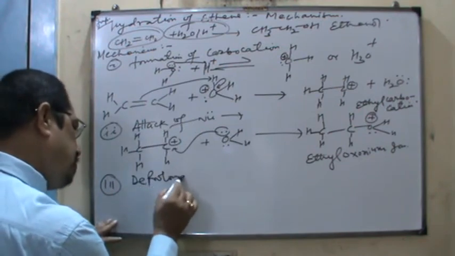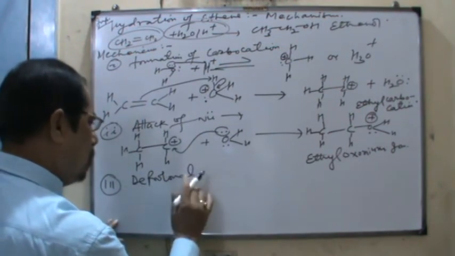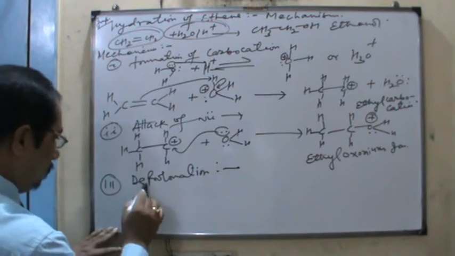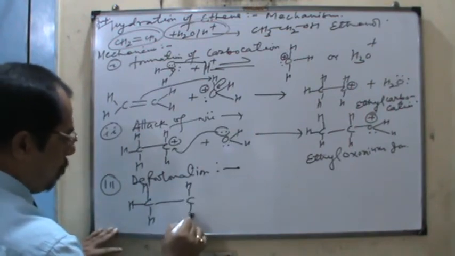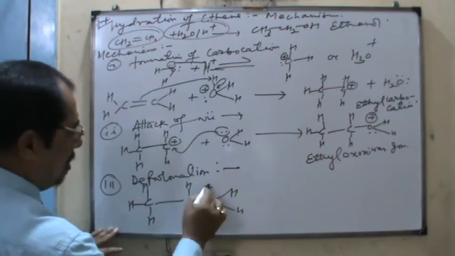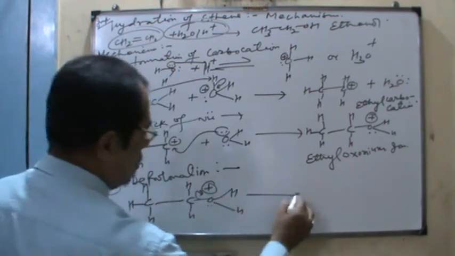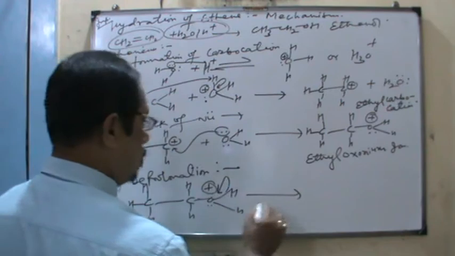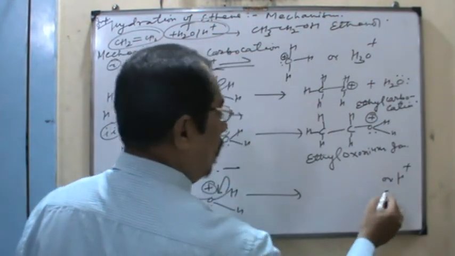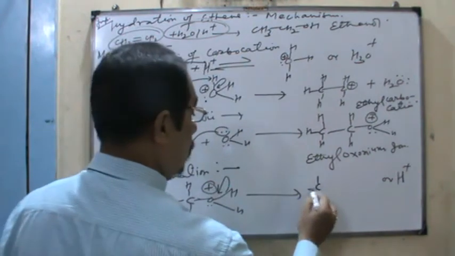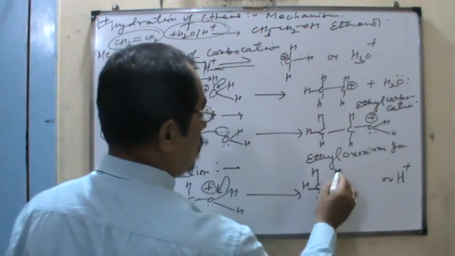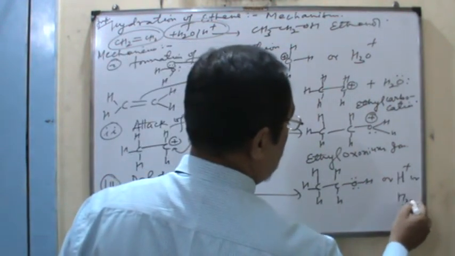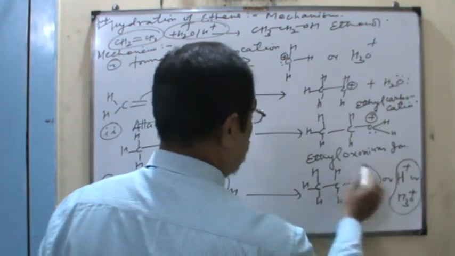What is that? Deprotonation is the loss of proton. CH3CH2OH, positive charge, and this H will donate the electron to the oxygen. H ion will be lost. It forms CH3CH2OH, and H3O positive. So this is the ethyl alcohol.